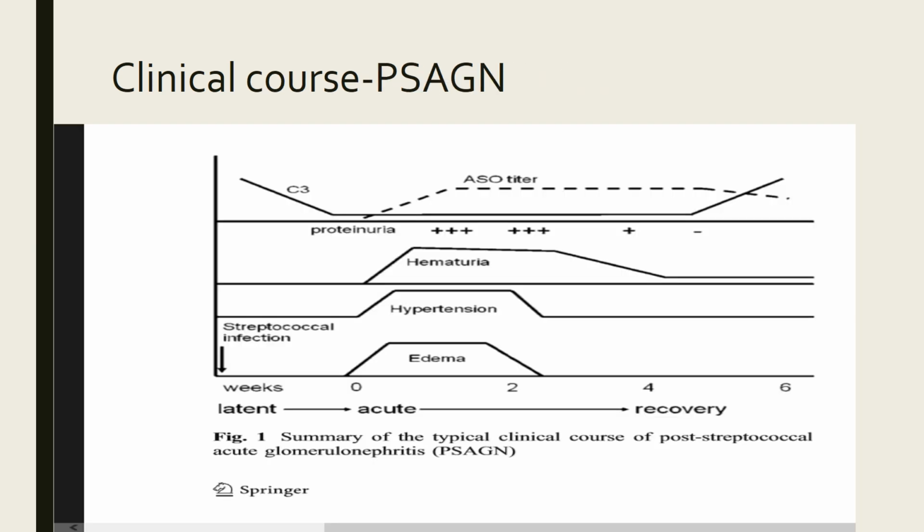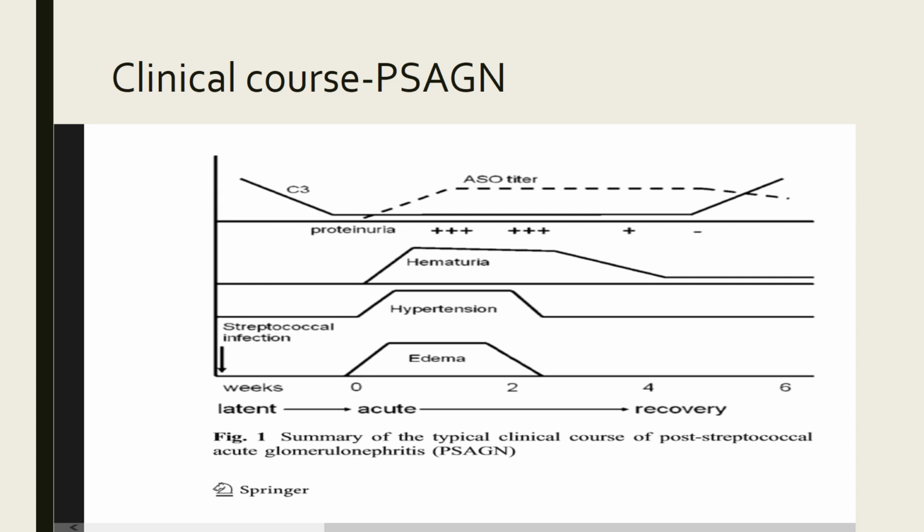This graph is from that same paper that we've been looking at, and it essentially just shows us the clinical course of post-strep A glomerulonephritis. As you can see at the bottom, that shows us the time in weeks, and it shows us the various symptoms. We can see that the latency period is indicated there, and it varies depending on whether the preceding infection was the throat or the skin. Edema, hypertension, and hematuria tend to occur at the same time. They last for about 2 weeks.